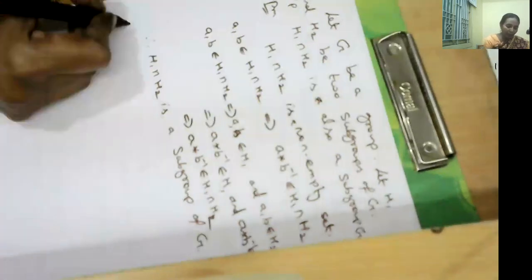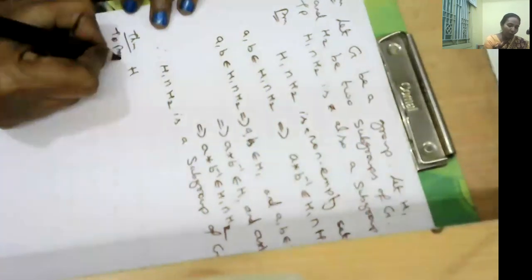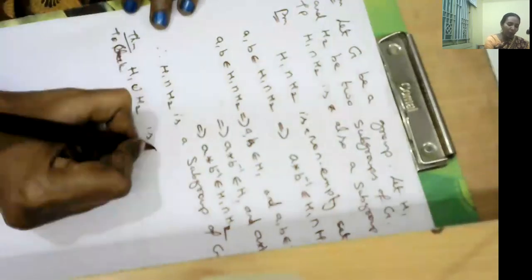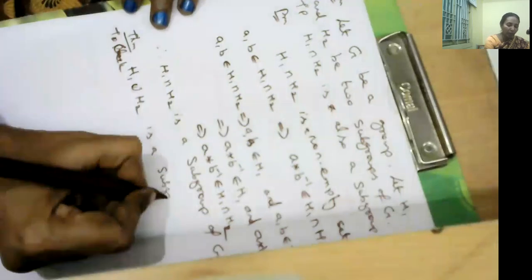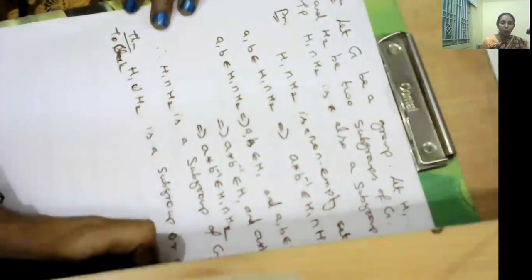So the next theorem says, suppose union comes. There are two subgroups, H1 and H2. Is H1 union H2 a subgroup or not? We are checking now. Again, G is a group. So let G be a group, and H1 and H2 are two subgroups of G. To check whether H1 union H2 is a subgroup of G or not, let us prove whether the union of two subgroups is a subgroup or not.